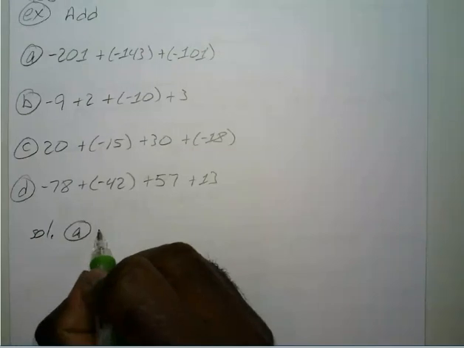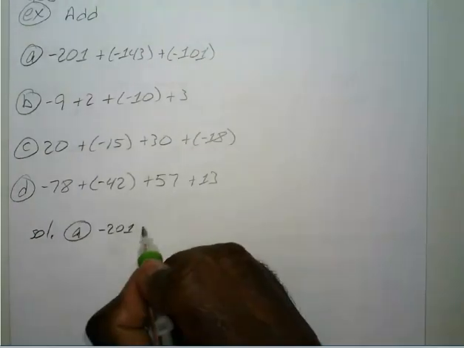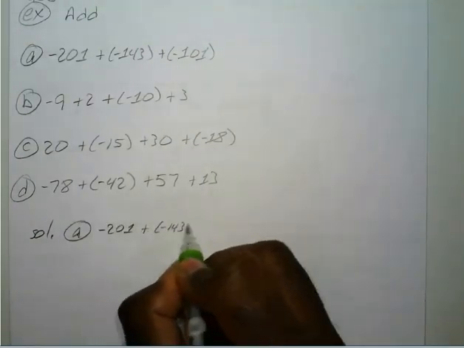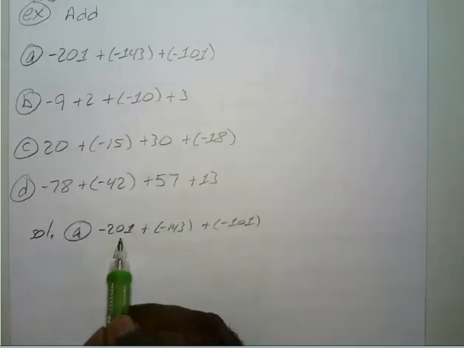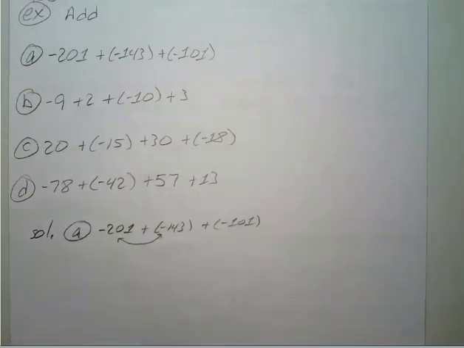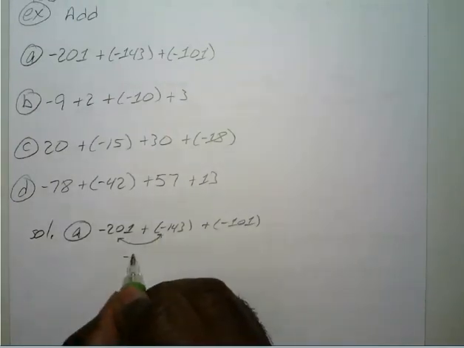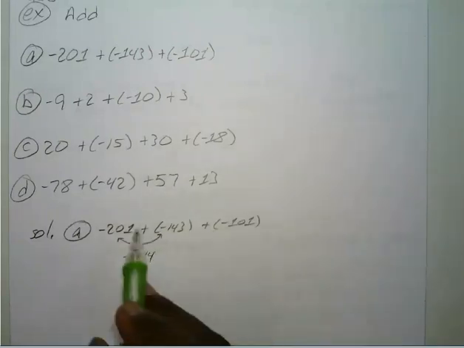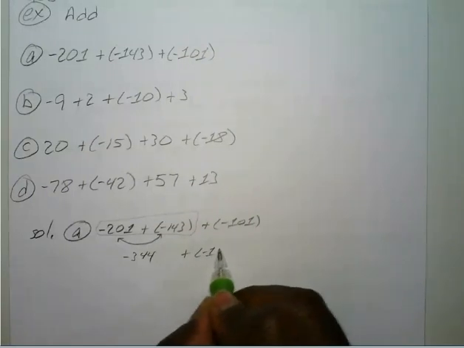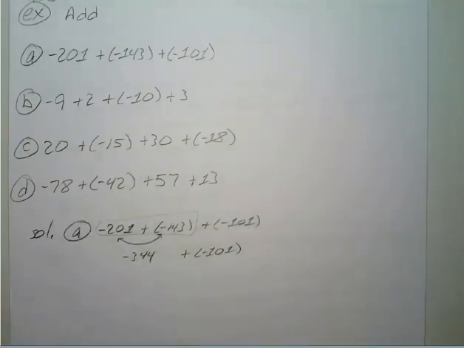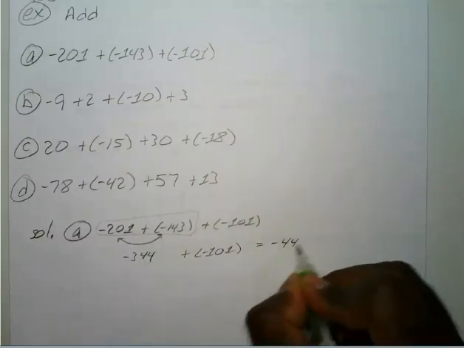Okay, so for problem A, we have negative 201 plus negative 143 plus negative 101. Okay, so all we have to do, we add these two together. Or you can add those two together, it doesn't matter. Just add two of them together. Okay, so negative 201 plus negative 143 is negative 344. So that's negative 344 plus negative 101. Okay, so negative 344 plus negative 101 is equal to negative 445.